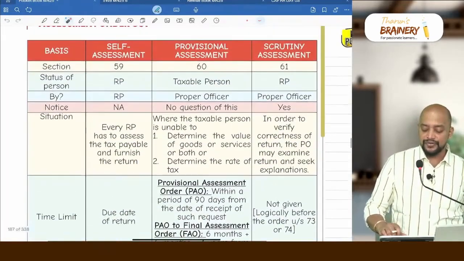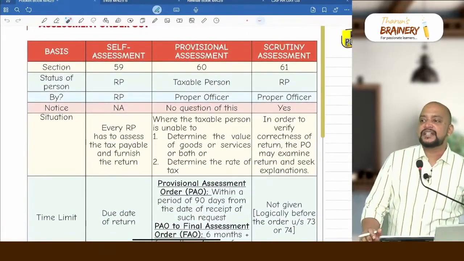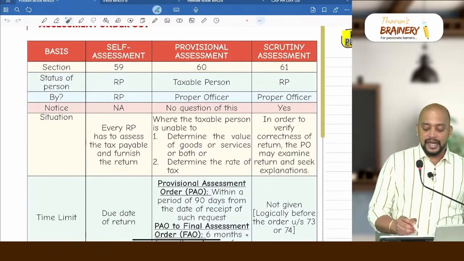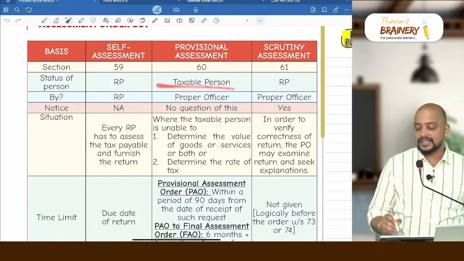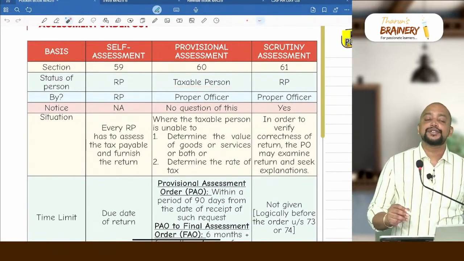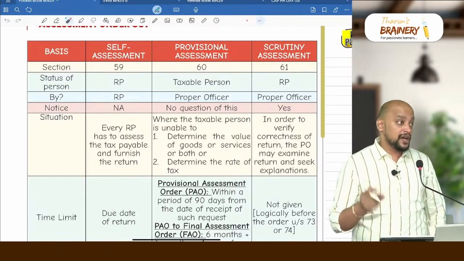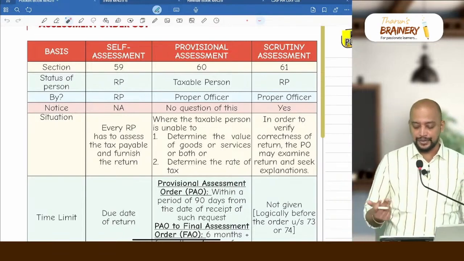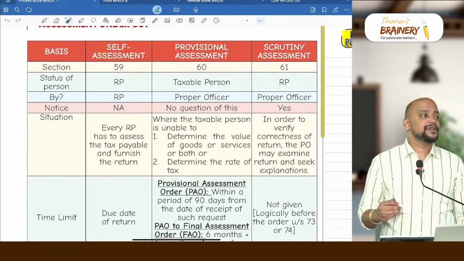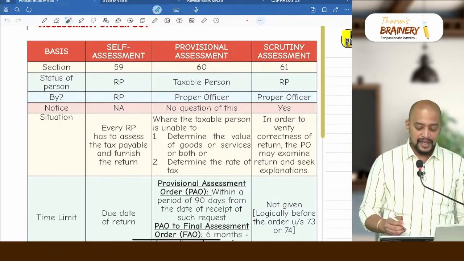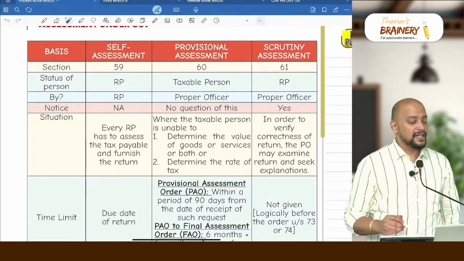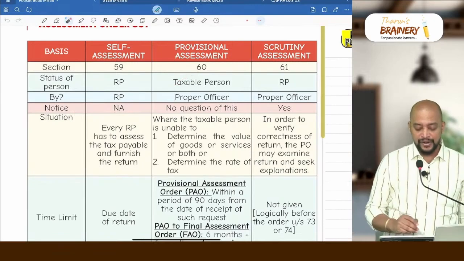Whereas if you see, provisional assessment is section 60. So in that, the status of the person is a taxable person, which means even a person who is not registered can go for provisional assessment. So who is not registered but liable to get registered. Okay, so taxable person means a registered person or a person liable to get registered. And who will do this provisional assessment? Definitely it will be done by the proper officer.